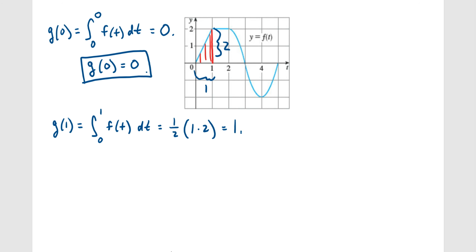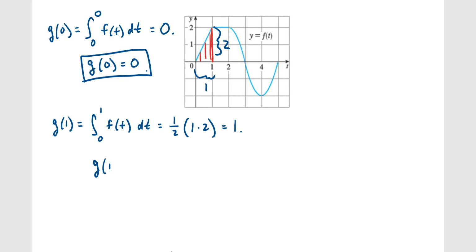So that gives us g of 1 is going to equal 1. And once again, this represents the area under the curve from the starting point of 0 to 1.